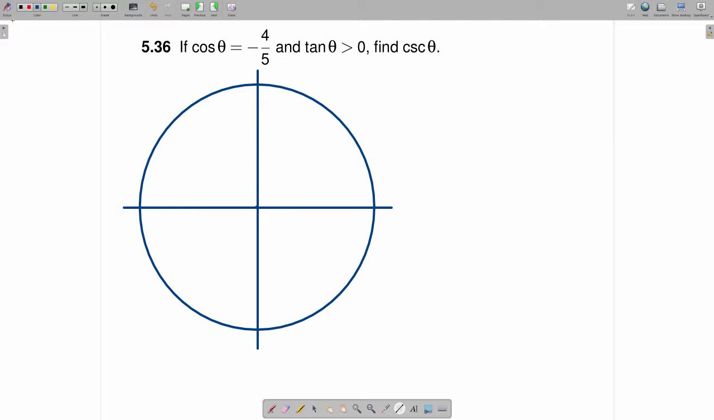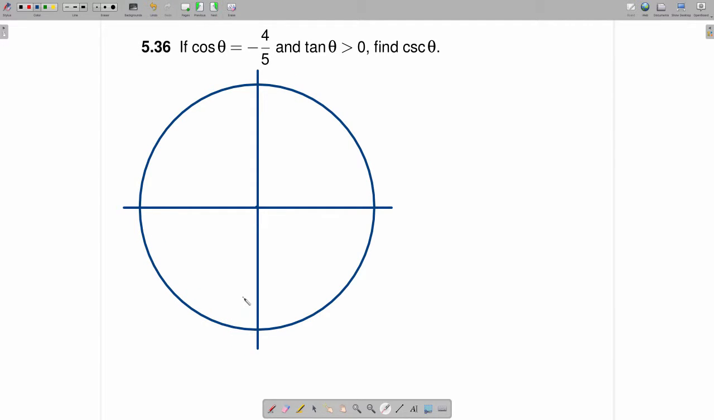If the cosine of theta is negative 4/5 and the tangent of theta is greater than 0, find the cosecant of theta. In this particular case, the tangent of theta being greater than 0 means that we are either in quadrant 1 or we're in quadrant 3.